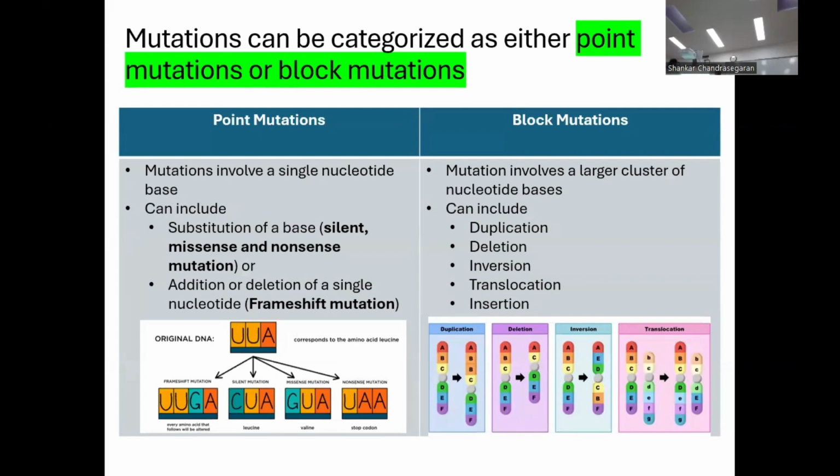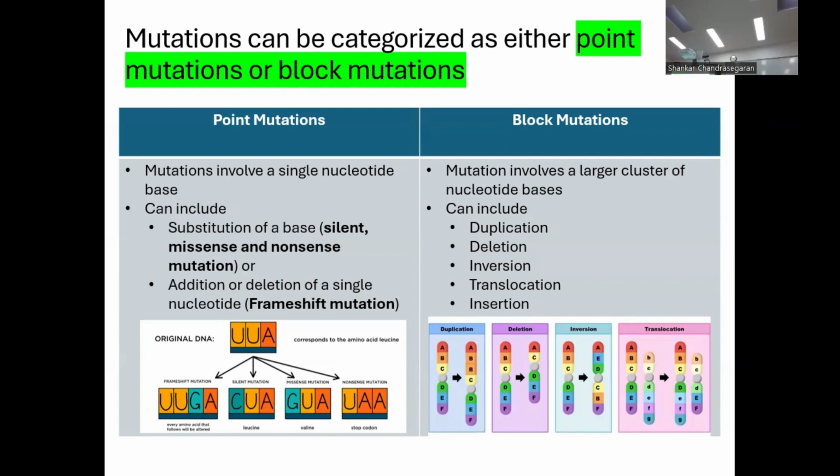So when we think about point mutations, like I said, it involves a single nucleotide base. So remember, your DNA is a nucleic acid. What makes up a nucleic acid is multiple nucleotides that have bound together to become a polymer known as nucleic acid. So when we think about a point mutation, this is where one specific nucleotide in that nucleic acid polymer is being mutated, and there can be a few ways that can happen.